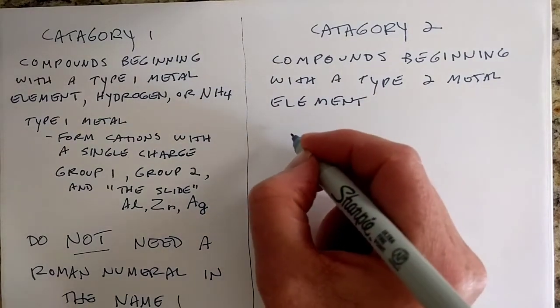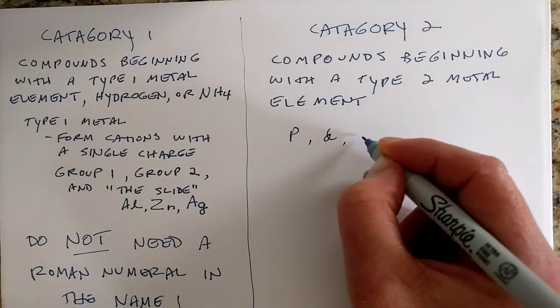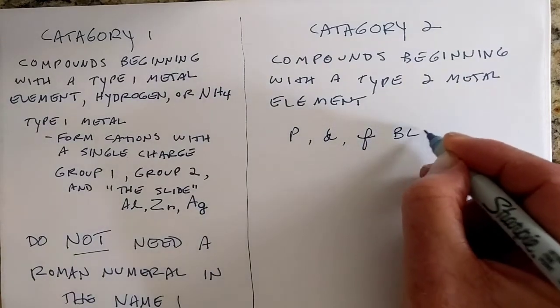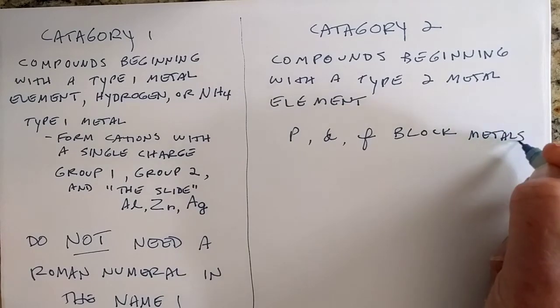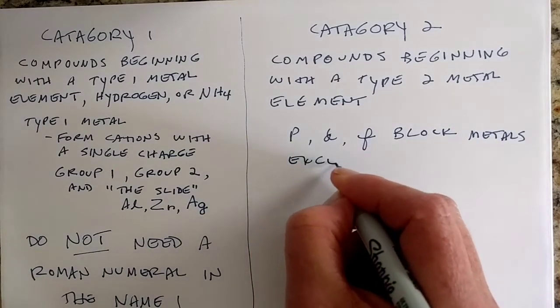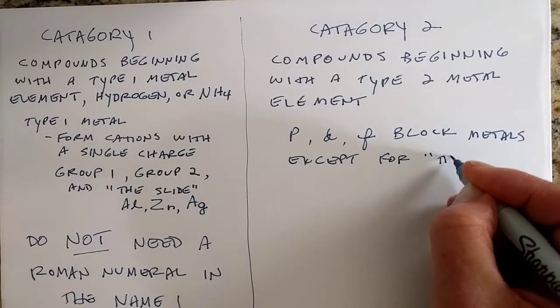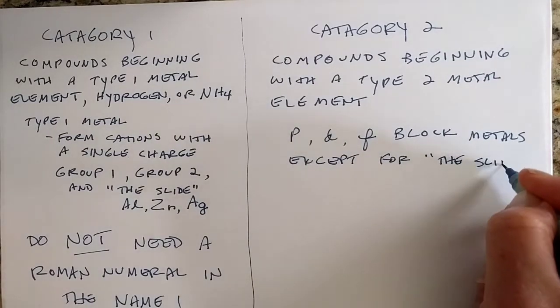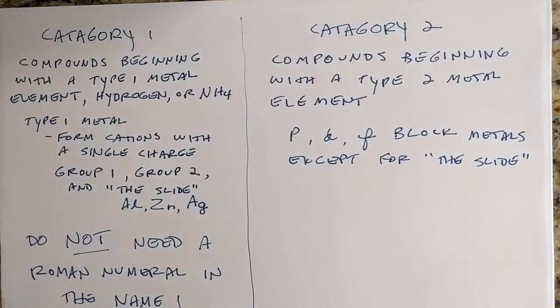So these are the P, D, and F block metals, except for the slide that we just went over. Aluminum, zinc, and silver, they're P and D block elements, but they are type 2.